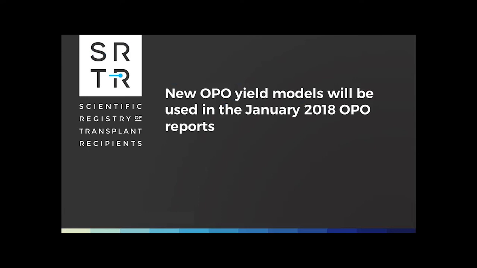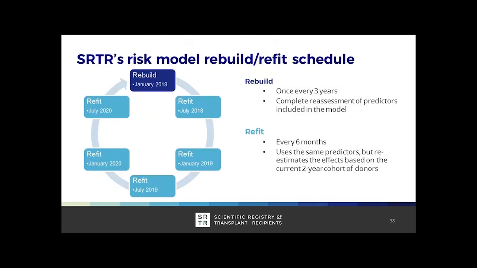A highlight here: we have been rebuilding the OPO yield models this year. I'll talk a bit about that and show you where you can preview those models. These models will be used in the January release cycle coming up, January of 2018.